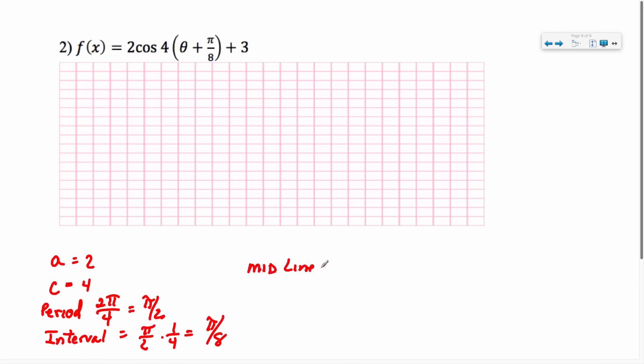The midline is 3 because I have a d, right? So the high value, I'm thinking about my y-axis right now, and the low value. The high is going to be the midline plus the amplitude, which is 5. The low is the midline minus the amplitude, which is 1. So this whole thing's going to be north. There's no negatives in here.